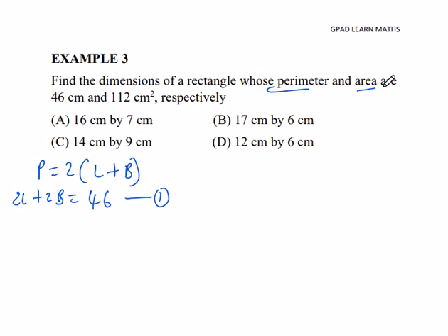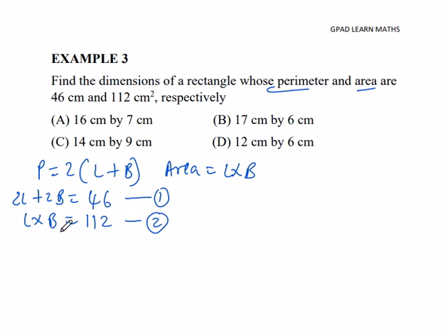So let's pick the next one, area. And what is the area of a rectangle? The formula is length times breadth, or LB. So L times B is equal to, from this question we're told, 112. So that's 112. Okay, equation 2.